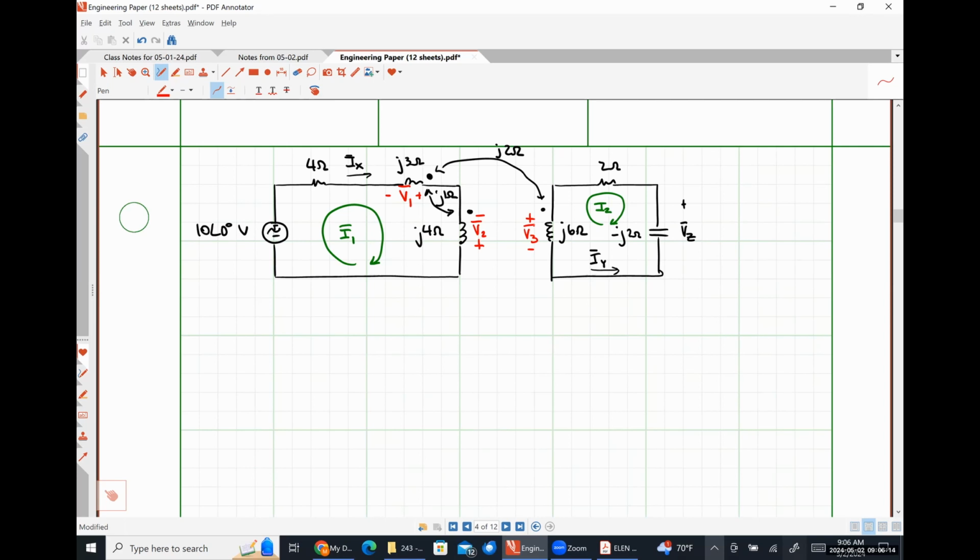So the first thing that we are going to do is write an expression for all three of these voltages based on what our mesh currents are doing. All right, so we're going to start with voltage V1. The positive polarity terminal of the voltage V1 is at the dotted terminal. Can we all agree on that? The current I1 is flowing into the undotted terminal. Can we agree with that? So that means that our self-inductance term should be negative. Okay. So we are literally just going to have negative J3 ohms times I1.